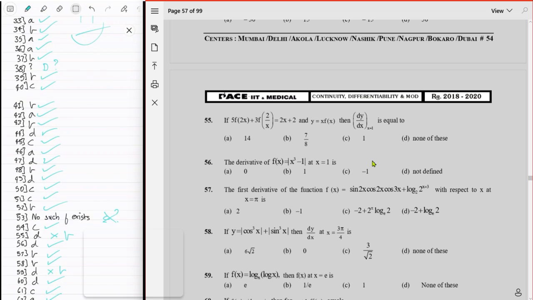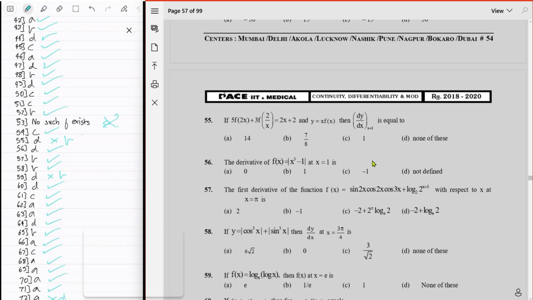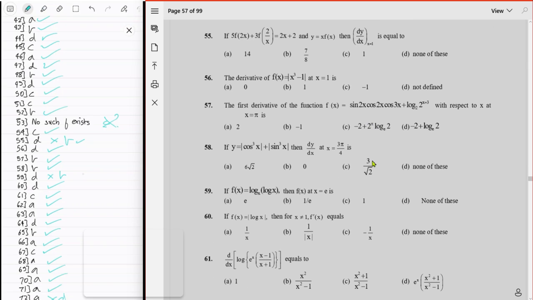Fine. So 55 really is correct. Then 59. So if f of x is equal to log base x of log x, then f of x at x equal to e is, they just want f of x. They don't want f dash. So just put e in there. It's log base x of 1, which is like log base e of 1, which is 0. So it really has to be 0. So their solution is just wrong.